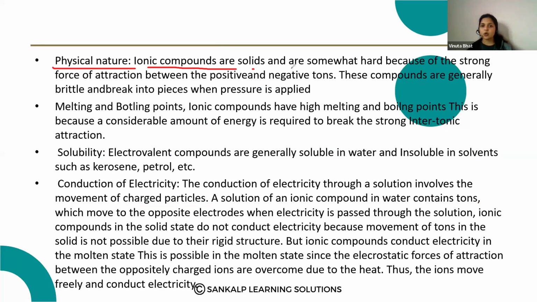Ionic compounds are solids and are somewhat hard because of the strong force of attraction between the positive and the negative ions. Compounds are generally brittle and break into pieces when pressure is applied. What about the melting and boiling points? Ionic compounds have high melting and boiling points. What is the reason? Considerable energy is required to break the strong interionic attraction.